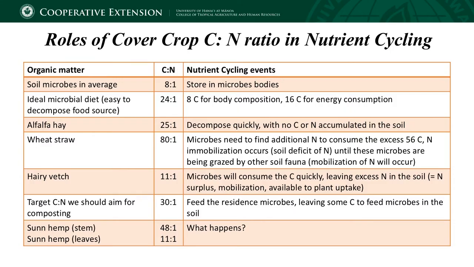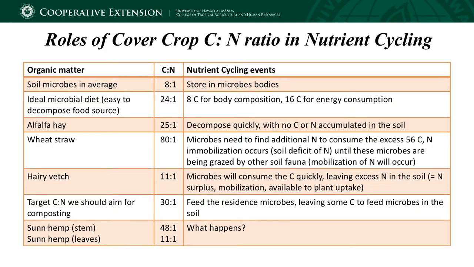On the other hand, if you use hairy vetch, which has an 11 to 1 C:N ratio, this will result in very fast decomposition or mineralization of nitrogen, leaving excess nitrogen in the soil. If the plant doesn't take it up fast enough, you will end up with a nitrogen surplus and the possibility of leaching of the nitrogen deeper into the soil profile. But if the plants can take it up, they will have fast nitrogen availability.